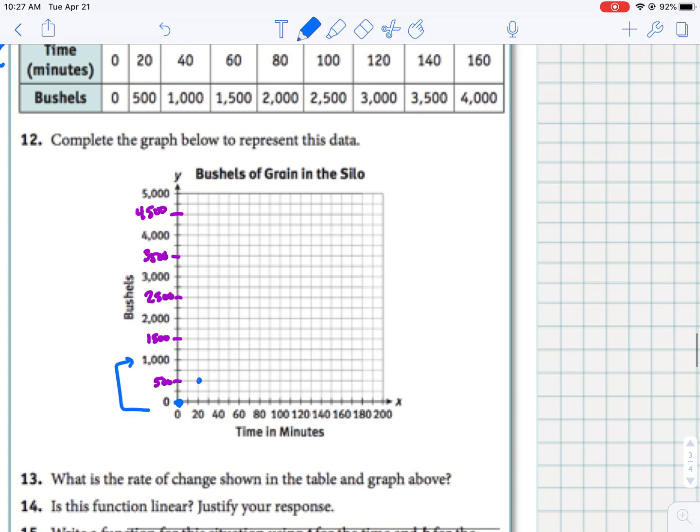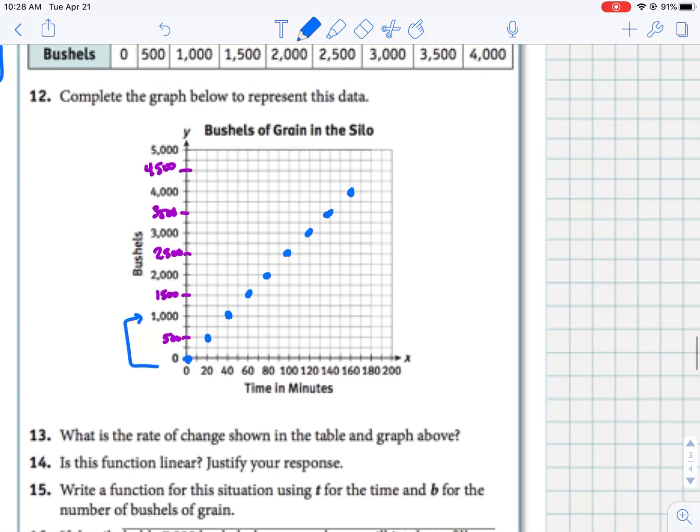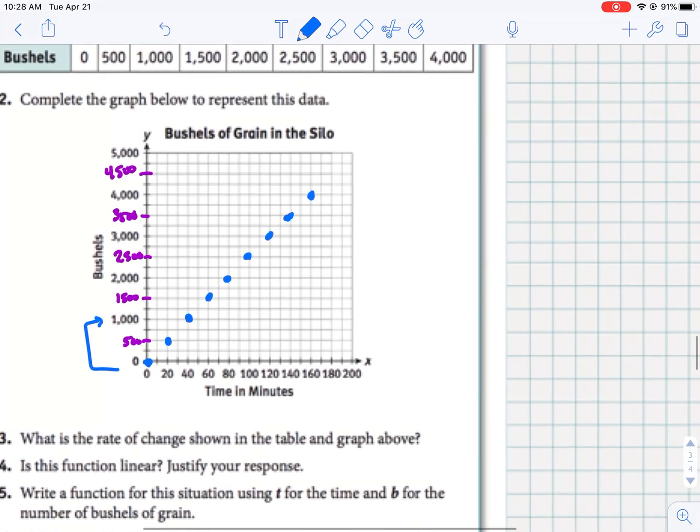I've got 20, 500, 40, 1,000, 60, 1,500, 80, 2,000, 100, 2,500, 120, 3,000, 140, 3,500, and then the last one is 164,000. So again, that looks like it's a pretty straight line. But again, number 14 is going to ask us to figure that out.